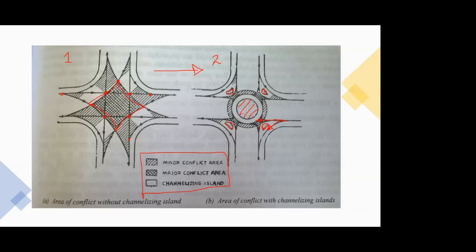and in between this, we will construct an island over here. So this island is sort of an obstruction. So if you see an obstruction, obviously you will reduce your speed and then you will take your turn. Okay. So these channelizing islands are a very effective way of controlling the flow and also the speed of your vehicles at an intersection. Okay.